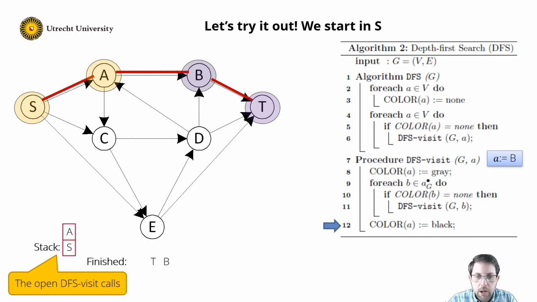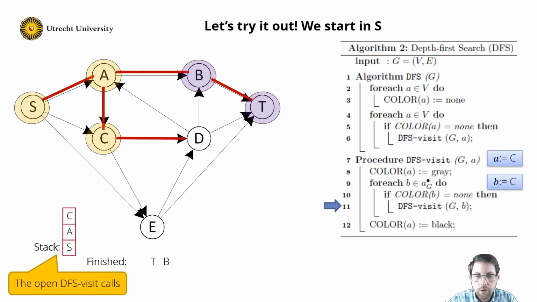Now A is the topmost element on the stack. So we are here. A still has some children, namely C. So I'm going to take C. And I'm putting C on the stack. I'm going to visit it. I'm going to color C. And I'm going to choose one of the neighbors, D or E. Well, let's take D.